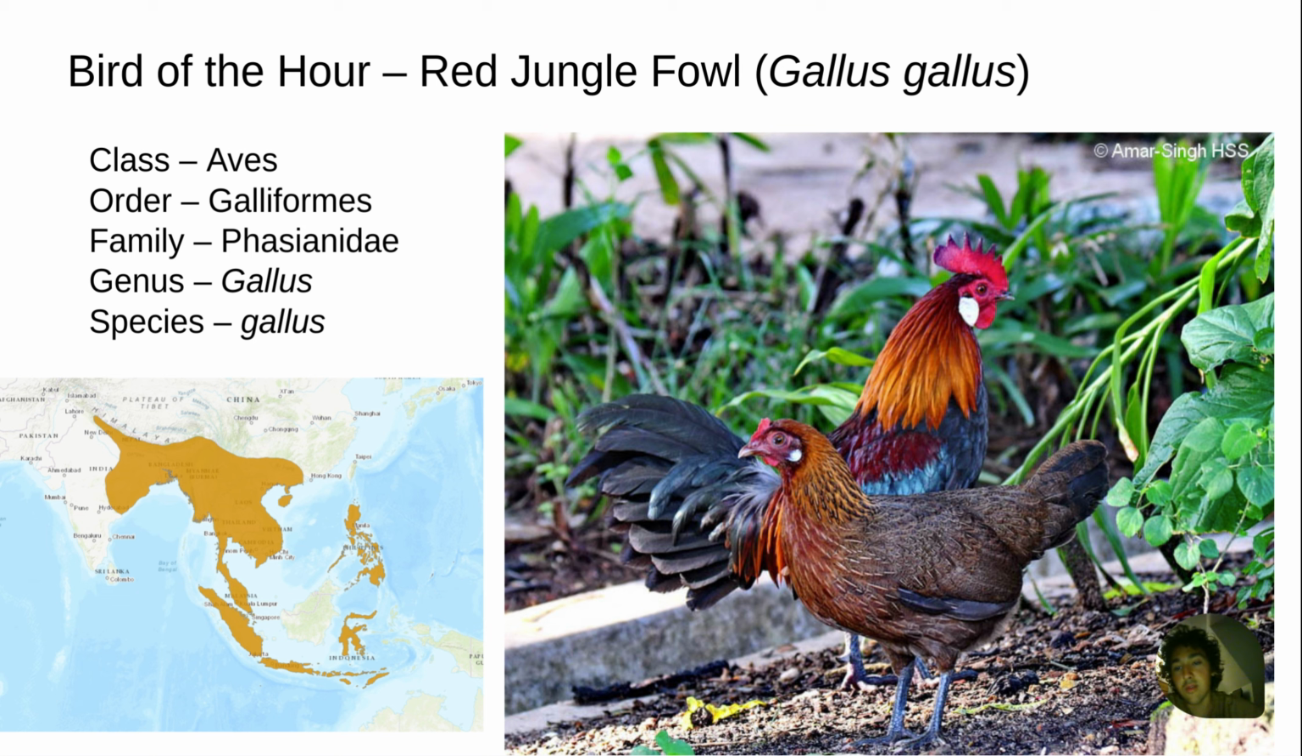And as you can see, they don't migrate at all. They don't migrate. This is their range. They just stay in these orange areas all year round, and they eat bamboo seeds and insects. And as you can see, they have a lot in common with domestic chickens.